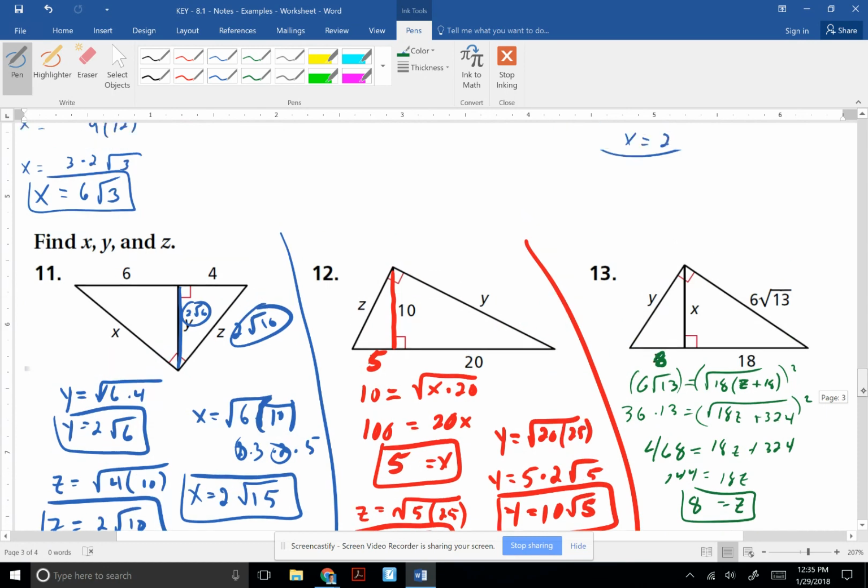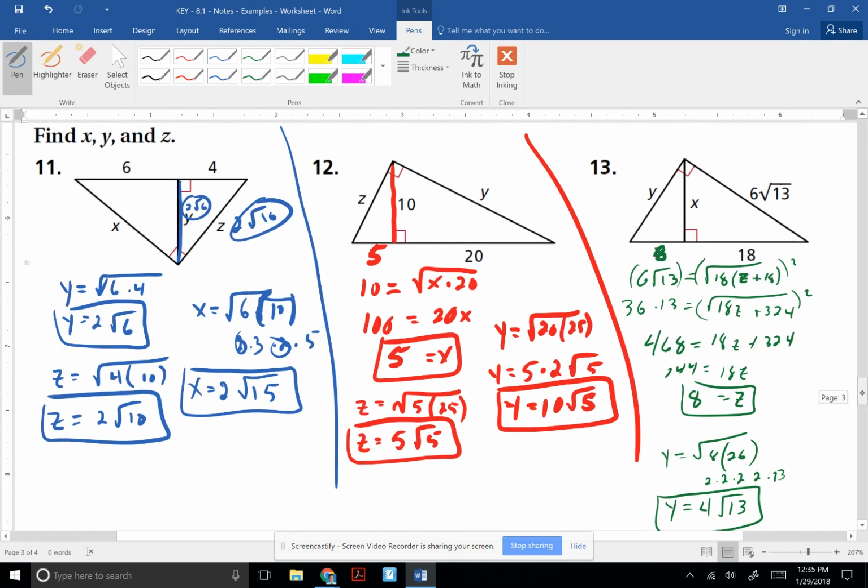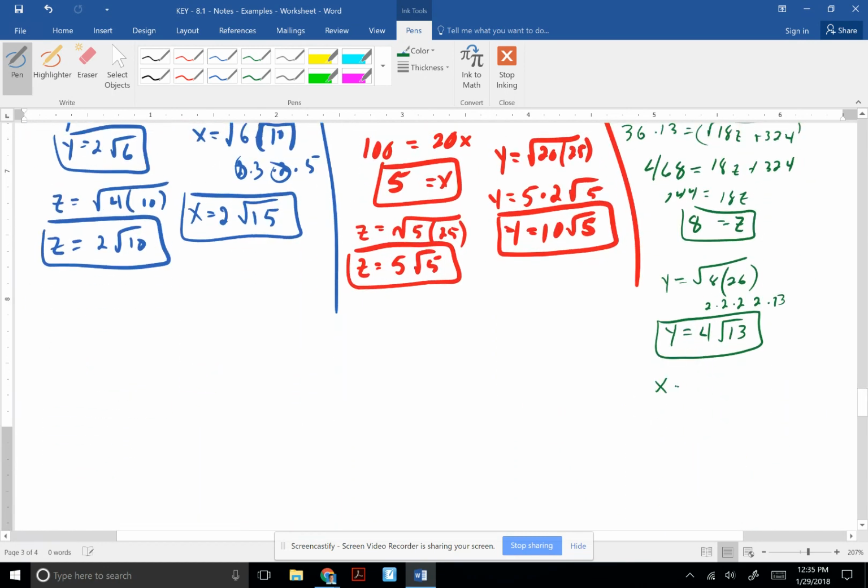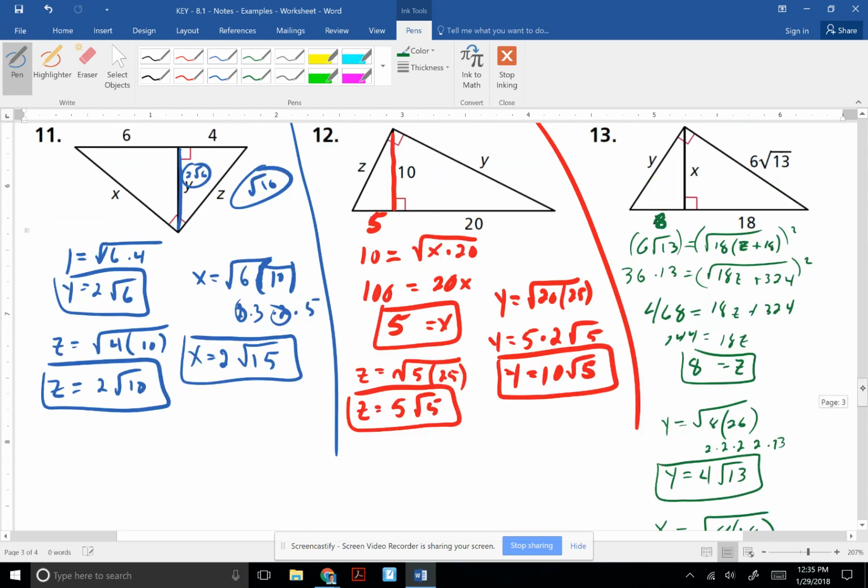The setup's the tough part, and then it's just the follow through with the radicals. And then finally, we can find x. x is the altitude, so it's the geometric mean of the two pieces, which is 8 and 18. Right? Yep.